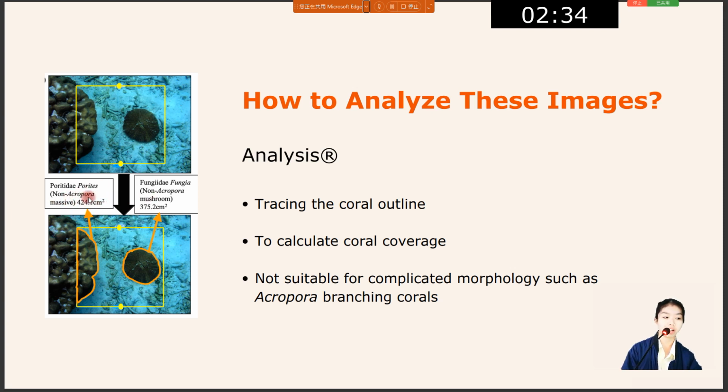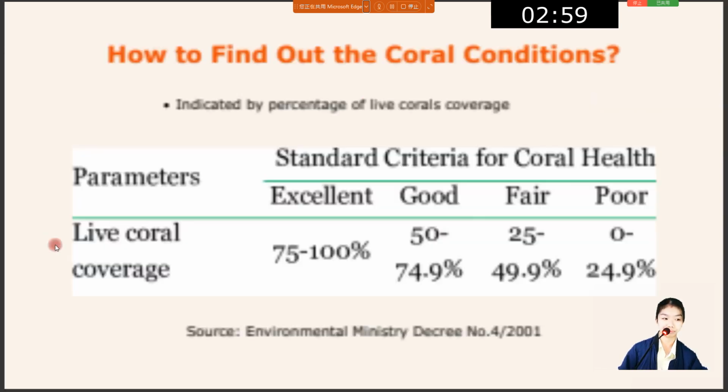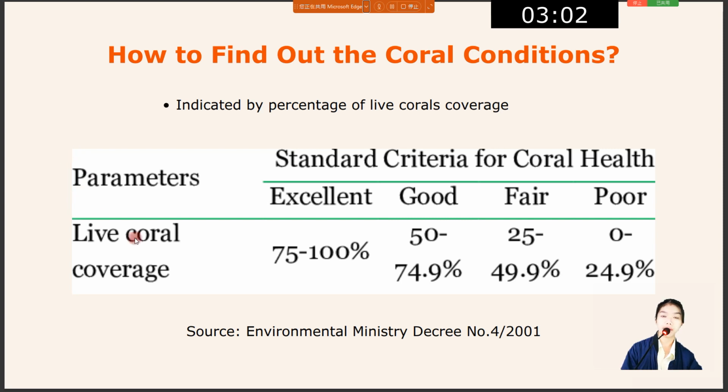For this case, non-Acropora massive, the total coral coverage is about 424.1 cm squared. However, it is not suitable for complicated morphology, such as Acropora branching here. But we can use another software called Halcon. Halcon helps us differentiate between live corals and the bottom characteristics such as sand and rocks. After we have the live coral coverage, we can group them under the coral health condition.